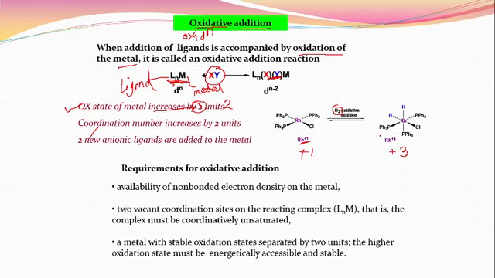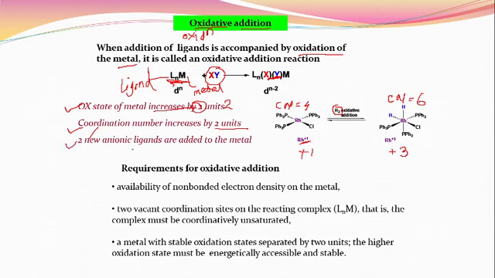The second condition is that the coordination number is also increased by 2. What is the coordination number? The coordination number is the number of ligands directly bonded to the central metal. In the first case, the rhodium complex is bonded to 1, 2, 3, 4 ligands, so the coordination number is 4. When the product forms, the number of ligands attached is 6, so the coordination number is 6. That means the coordination number is also increased by 2 units.